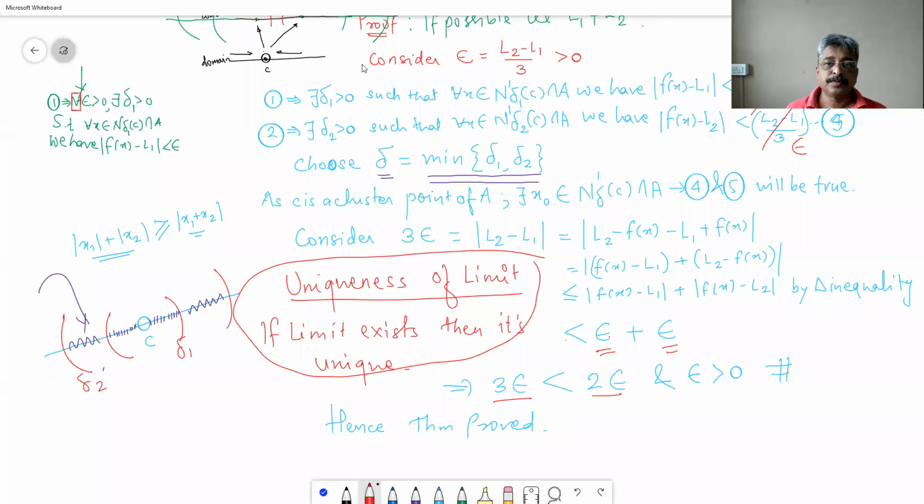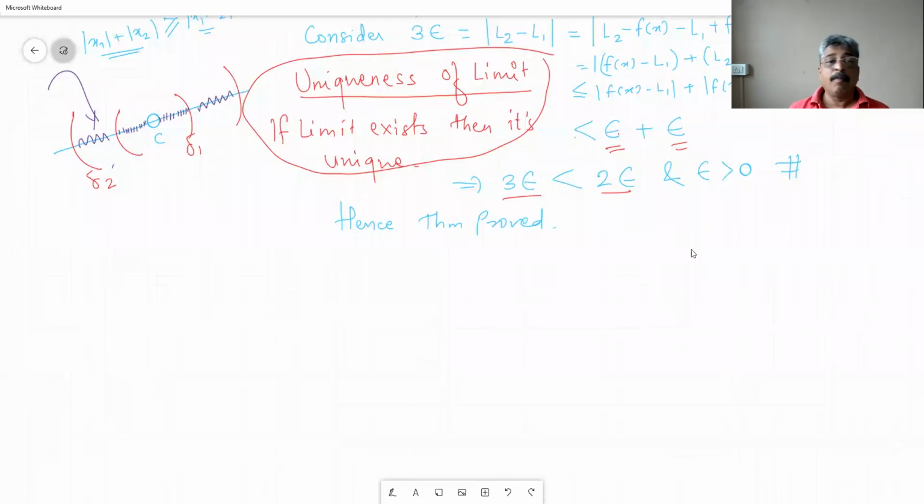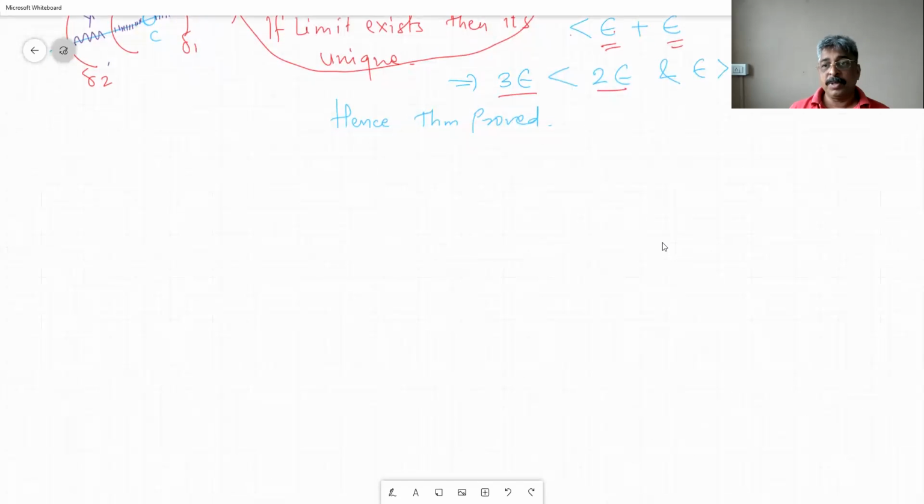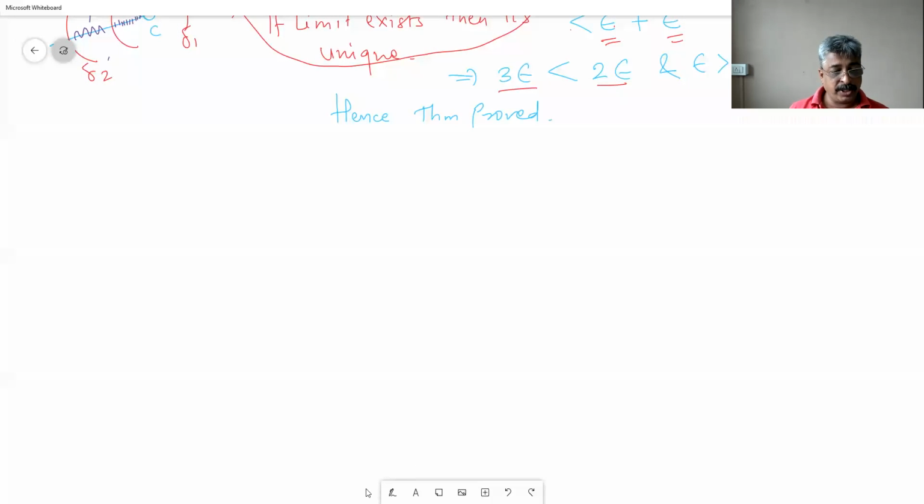Okay, before getting into algebra of limits, let us work on finding out epsilon delta. How do we do the calculations for finding out delta given epsilon? We will try to learn that and be comfortable with epsilon and delta.